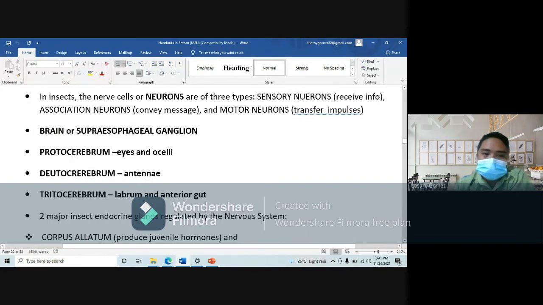The protocerebrum. It is located where its eyes are, and it is the one from where the insect sees. Okay, it will register to its protocerebrum. Cerebrum means its brain. Through its antennae, it can feel what is outside and register it here. Through its antennae, it can feel what is in the environment.